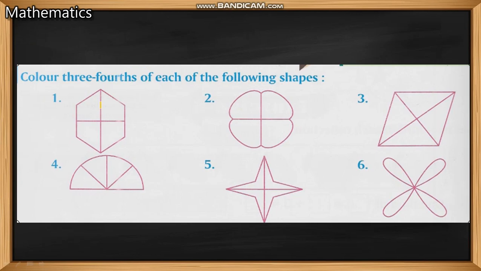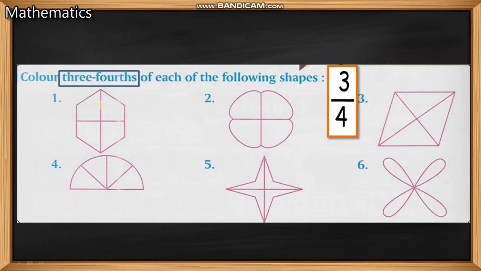Okay. The next question. Color 3/4 of the following shapes. How can I write 3/4? 3/4. In 4 equal parts, color 3 parts. Okay, I am coloring. Here you may color. Here also you may color. That is 3/4. This one, 1, 2, 3. Color 3 parts out of 4. Okay, in each question, color 3 parts.